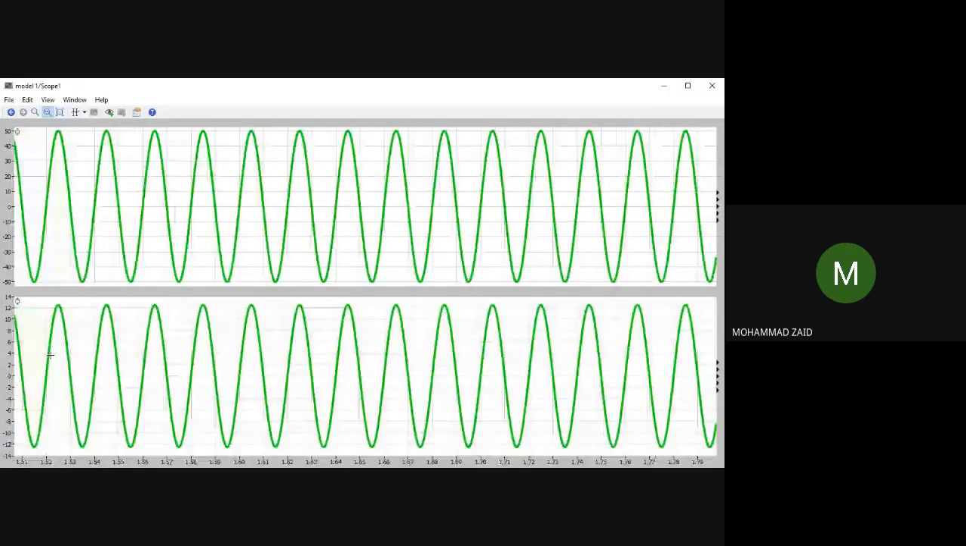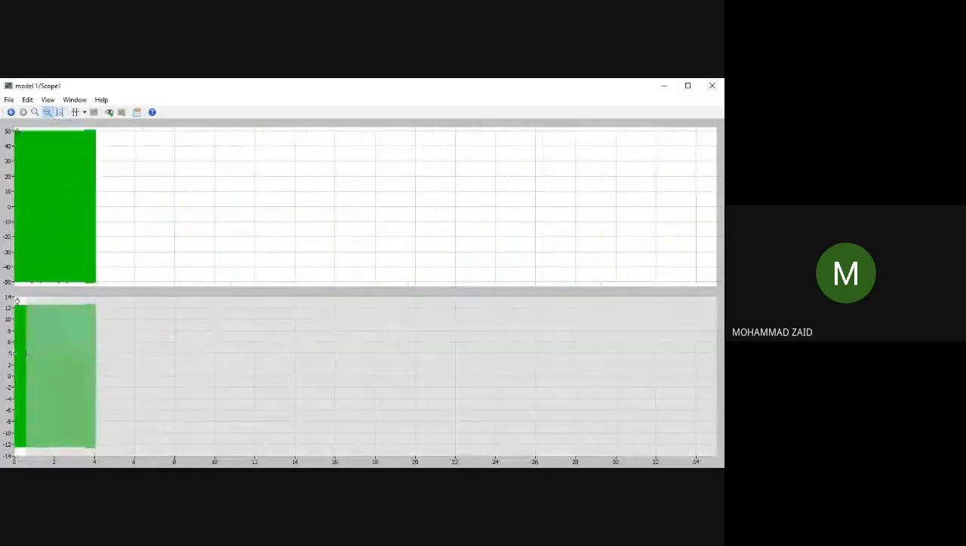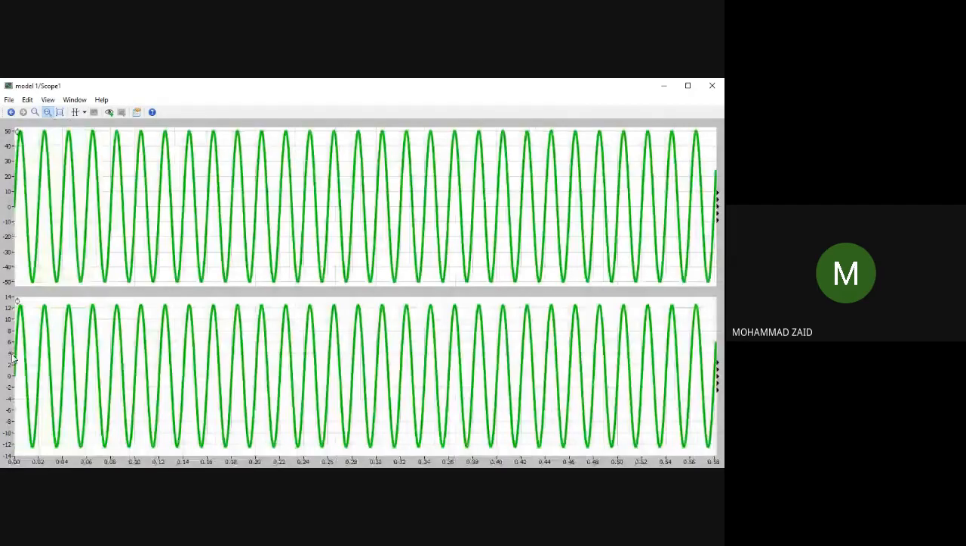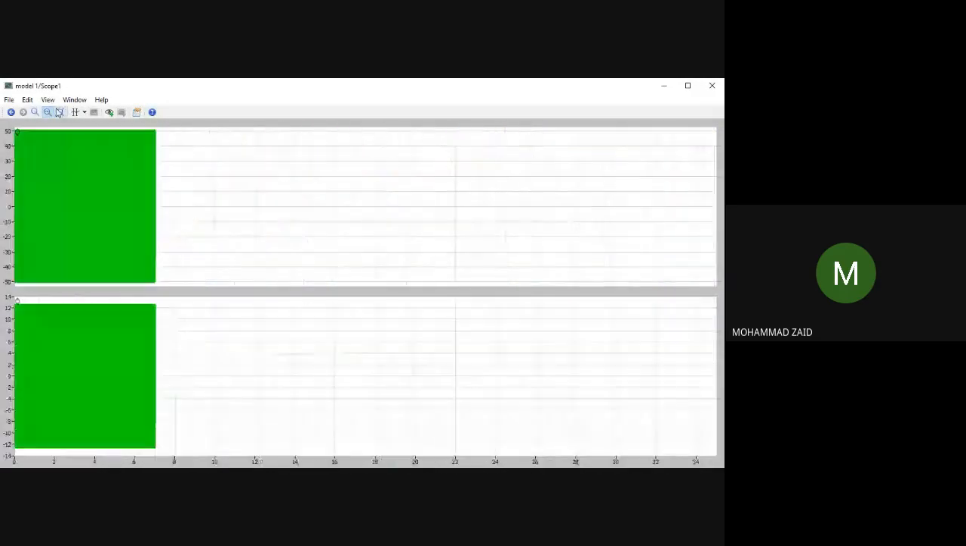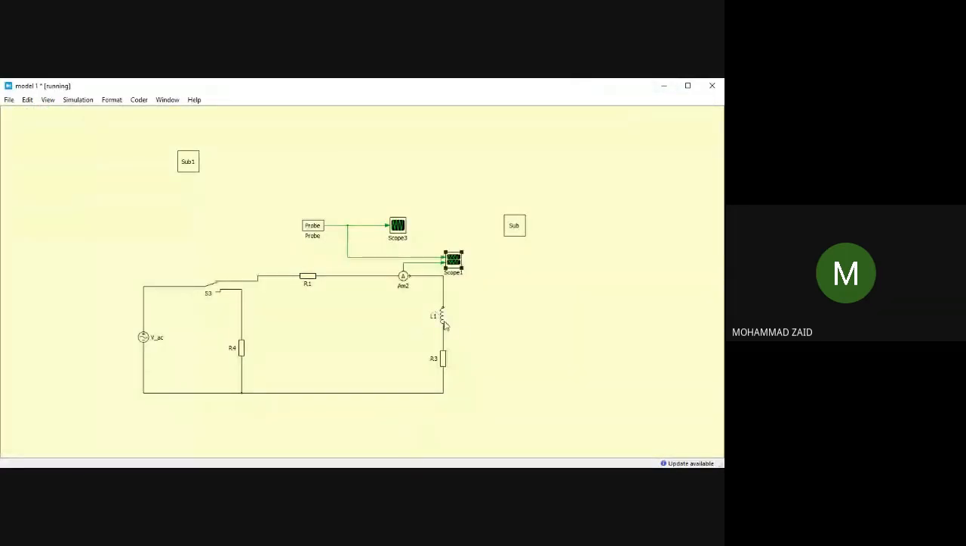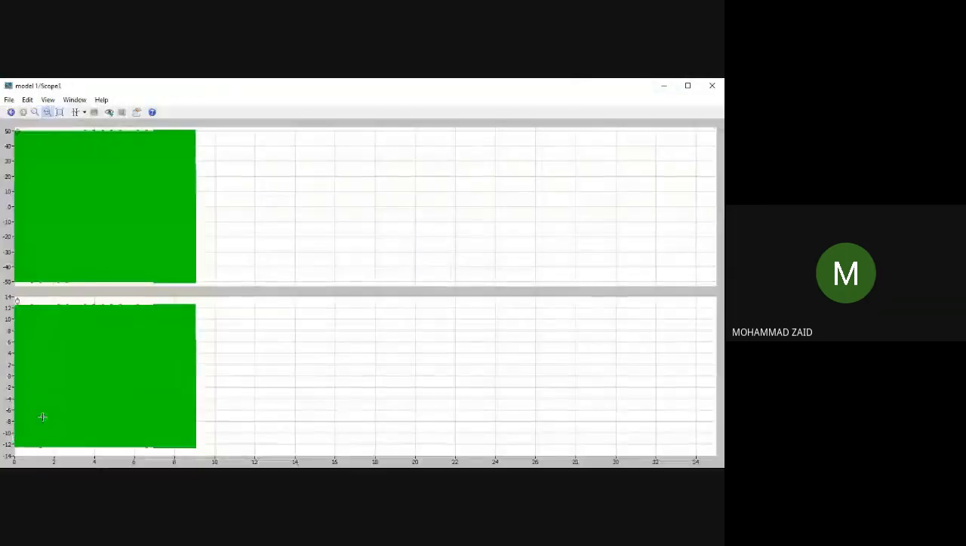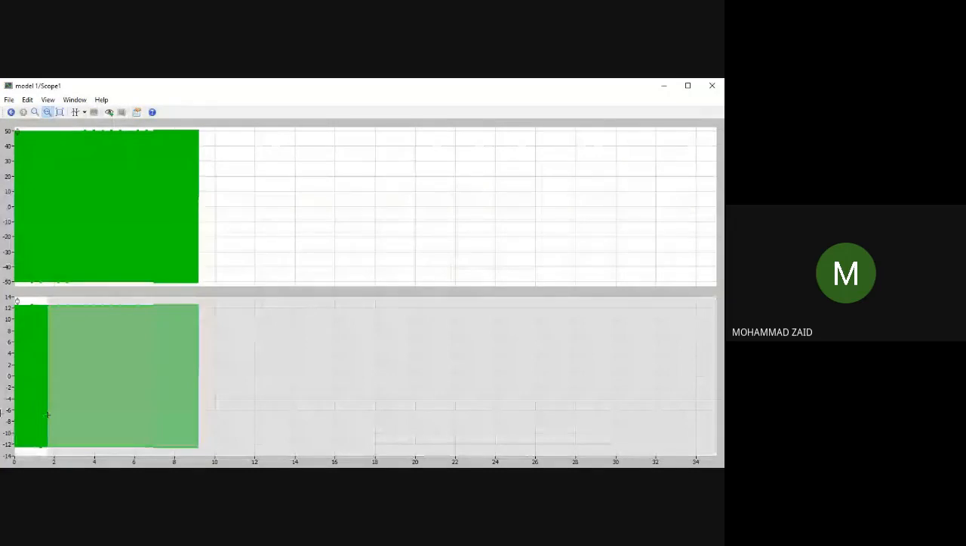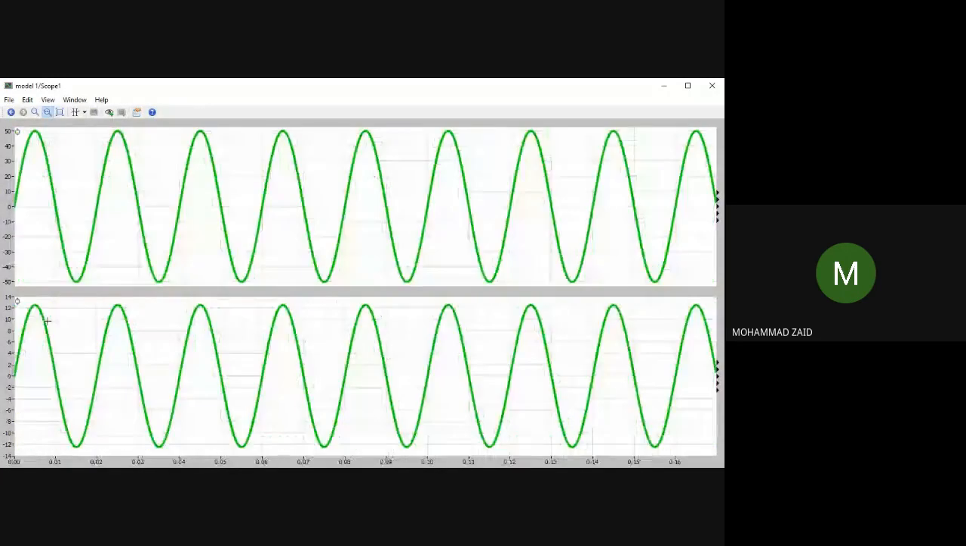So for very small values of L, we are seeing that the transient response has almost vanished. Why? Can you tell me why, for very small values of L, the transient response has almost vanished? You are seeing the perfect sinusoid from the first cycle. Why is it happening? Can anybody tell?